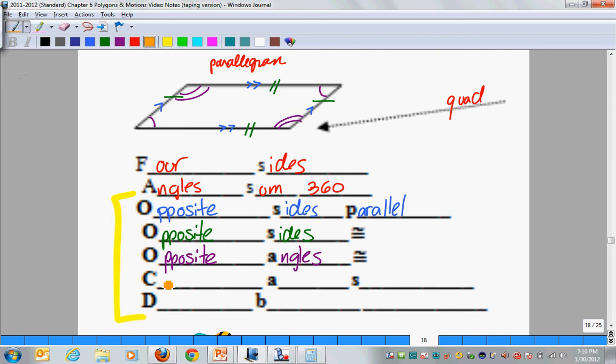The next one is consecutive angles are supplementary. Remember, supplementary means to add up to 180. Consecutive angles means angles that are next to each other. Consecutive means on the same side. So, for example, this angle and this angle are going to add up to 180 here. So angles which are next to each other add up to 180.